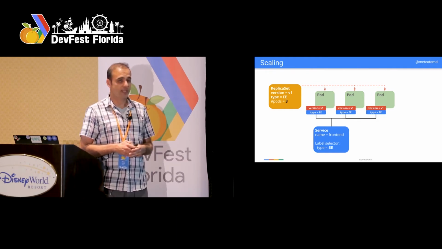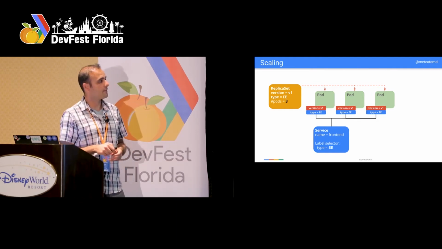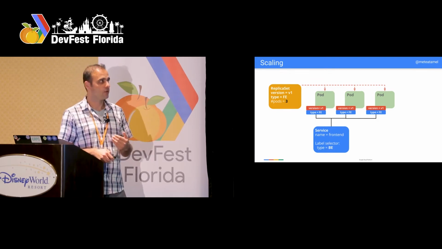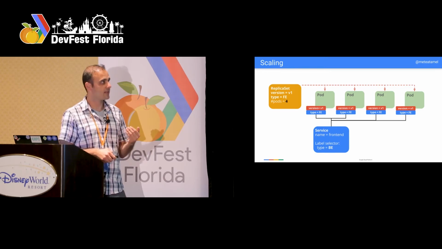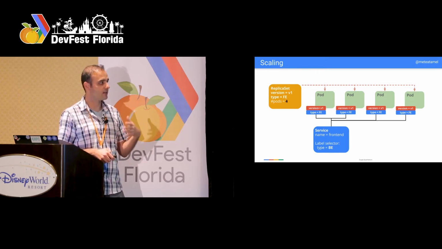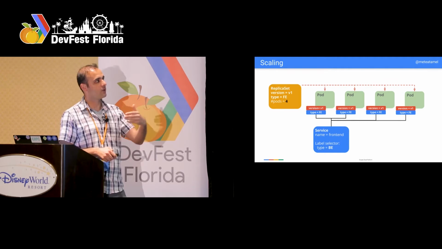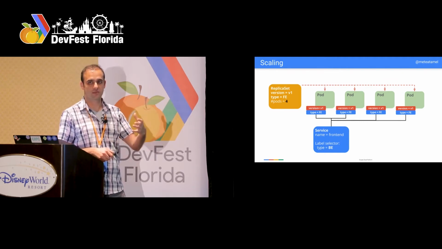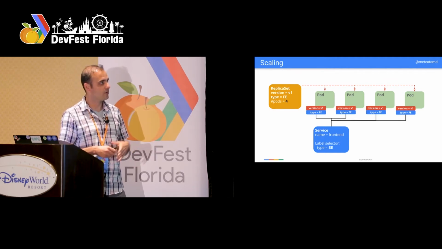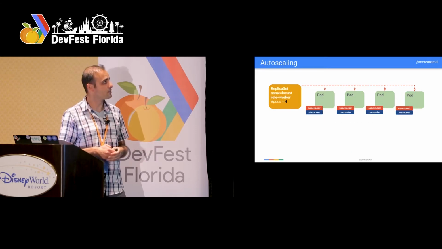So with replica set, you also get scaling. So let's say you have 3 pods running with the replica set, and you want to scale out to 4. You just run one command and just say kubectl scale replicas equals 4, and it will basically create the pod and just add it to your service, and you have 4 pods that way.